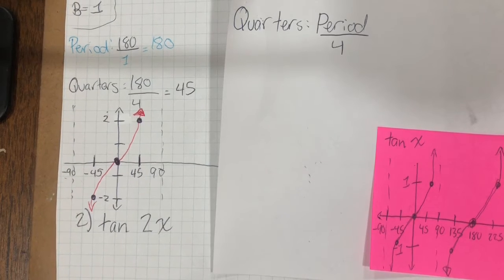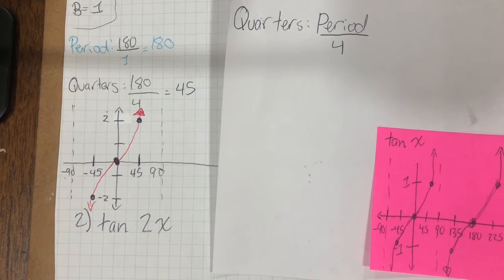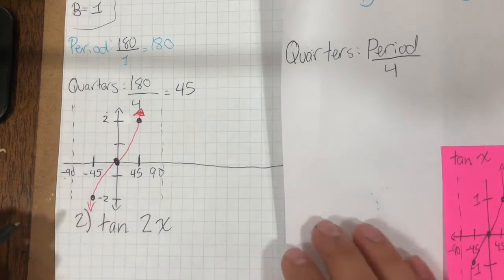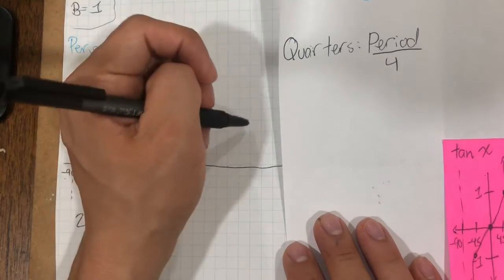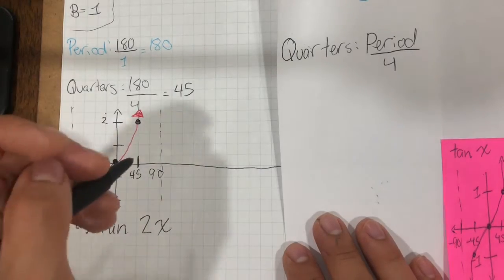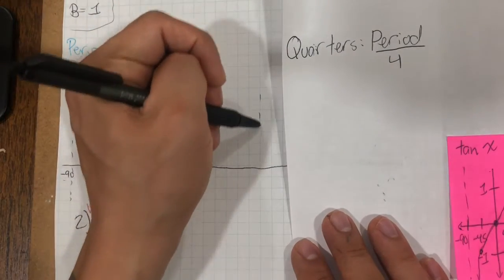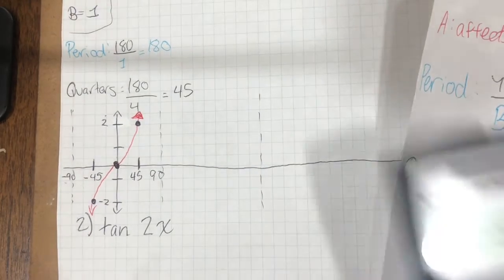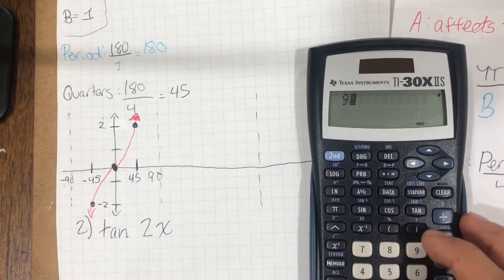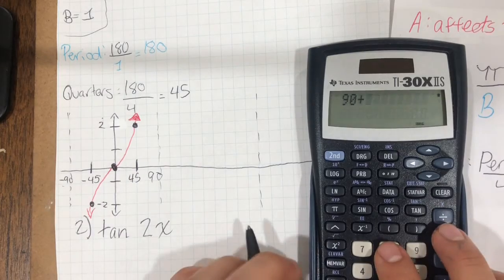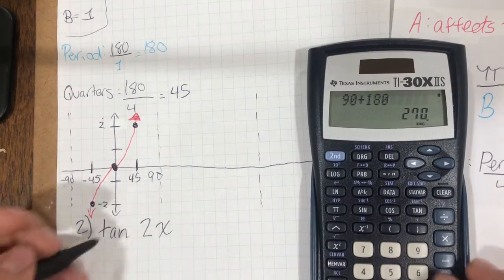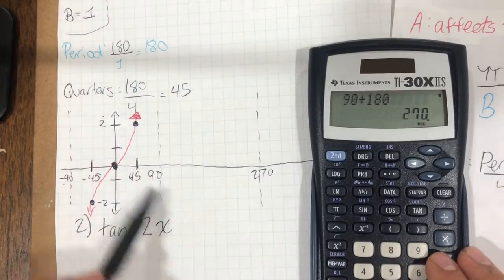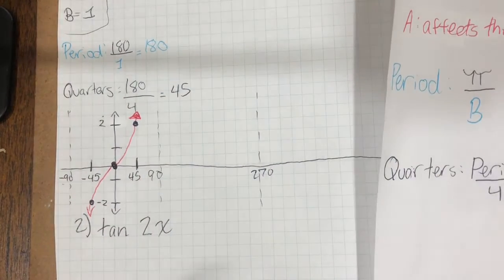Now I'm going to make 3 graphs for a majority of these problems. So moving on, I go from 90 to another asymptote that's going to be a full 180 degrees. I can take 90 and add it to my period, which is 180, and that gives me 270. So from 90 to 270, that's a full 180 degree period.